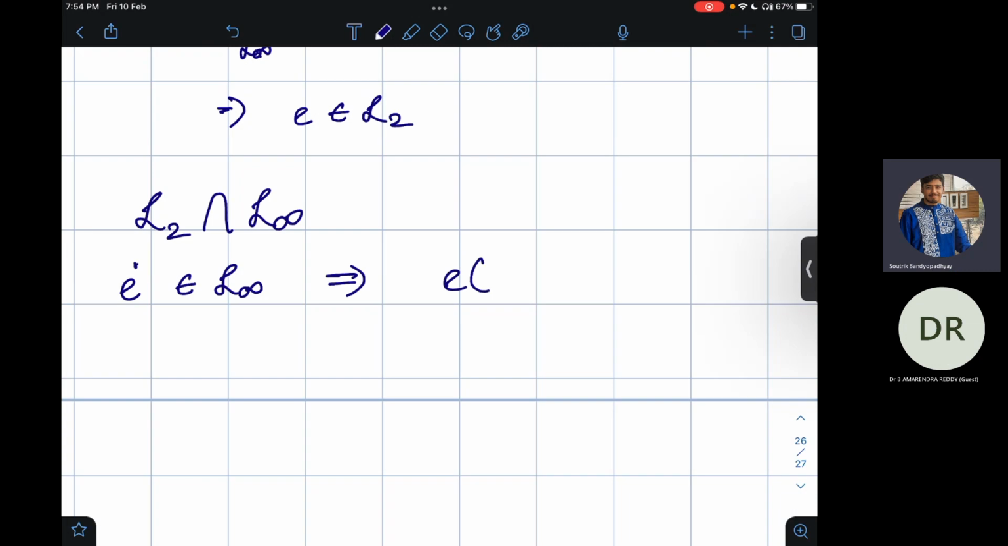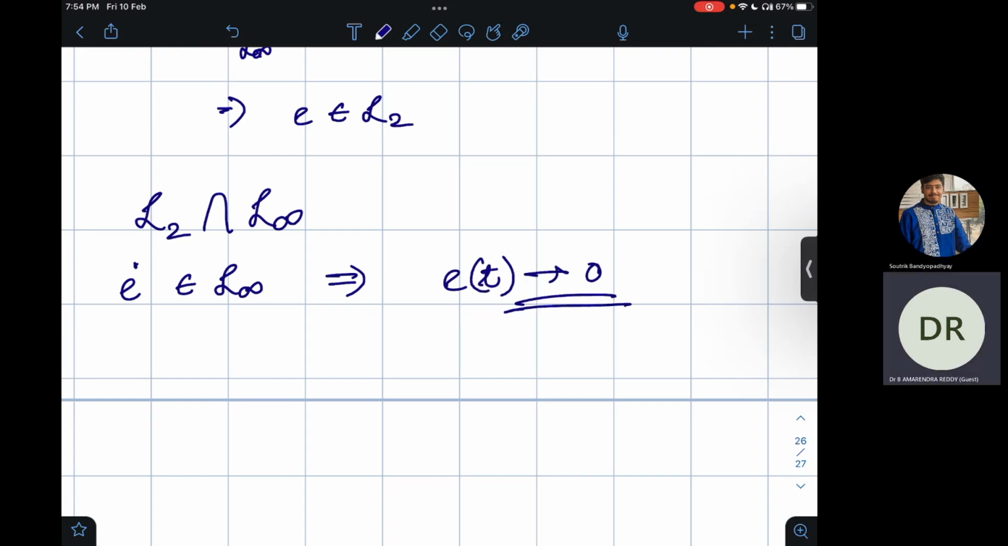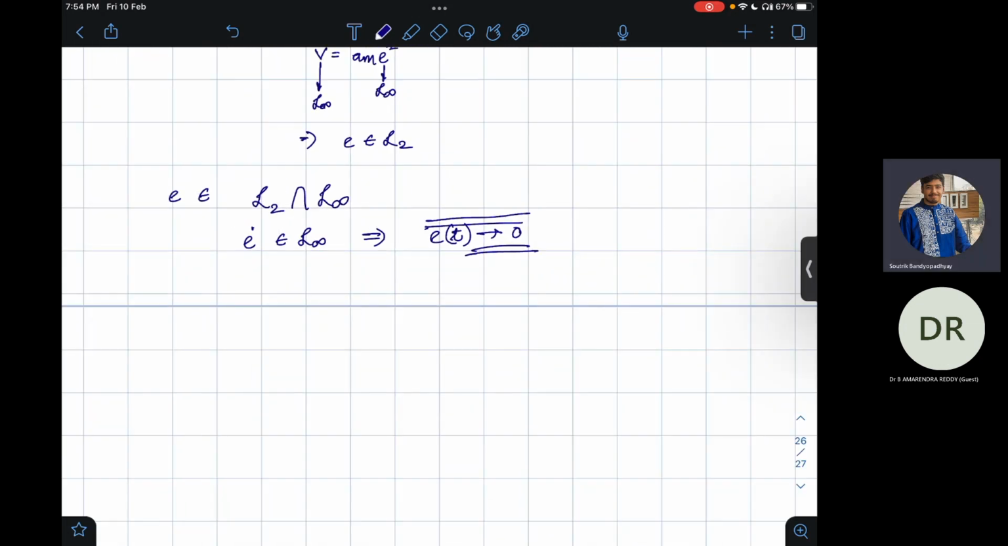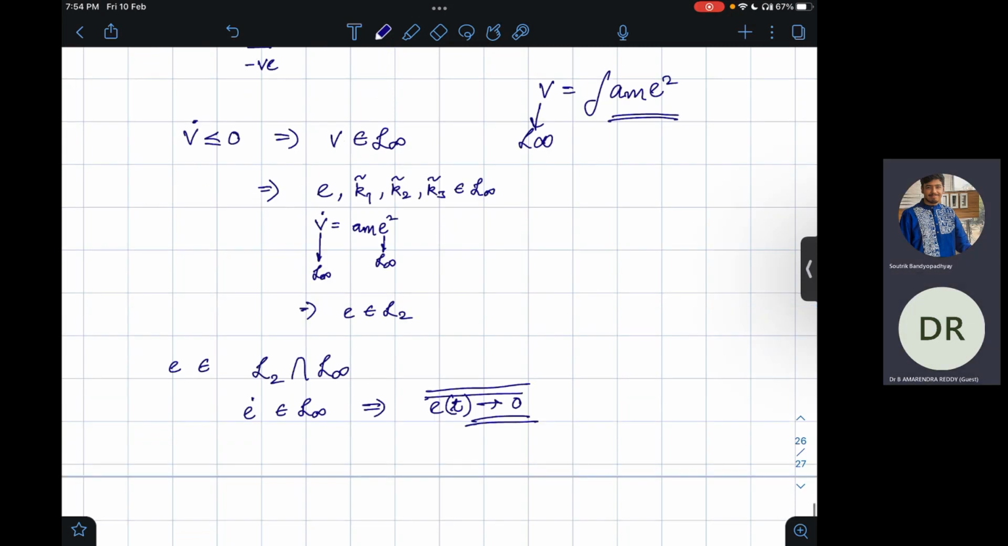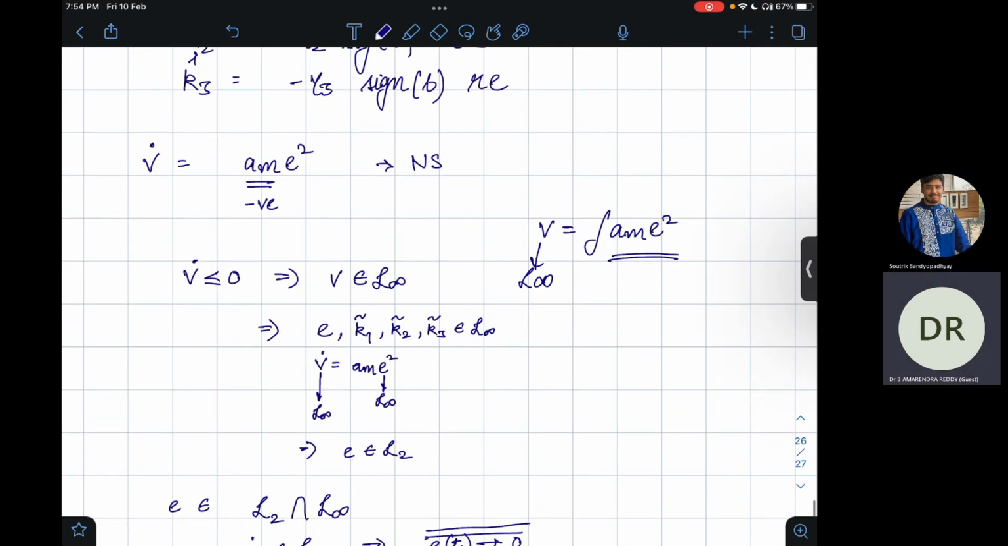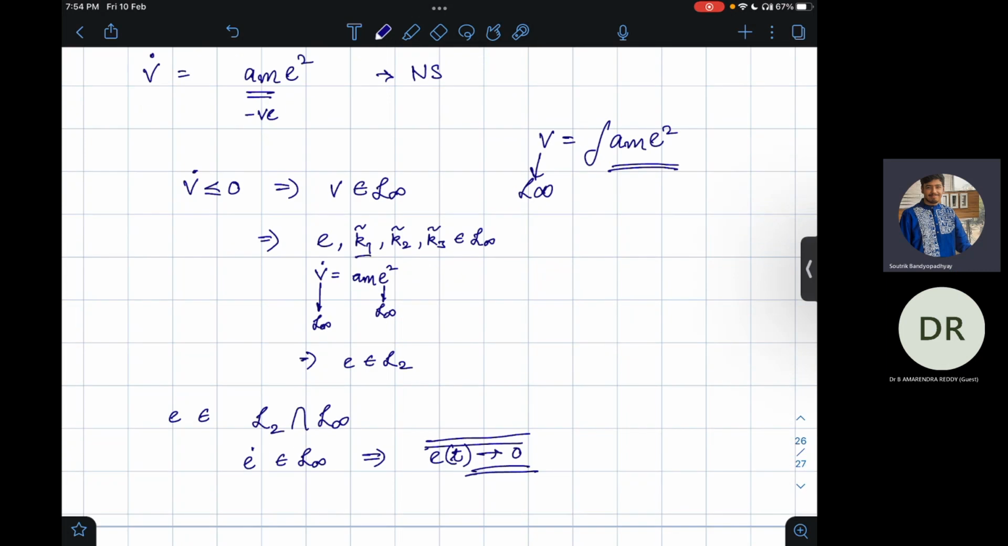This implies e would go to 0. So this is the way we show stability for a nonlinear system. Not asymptotically stable, this is the challenge. We cannot comment on asymptotic stability for k1 tilde, k2 tilde, k3 tilde because these are bounded but not going down to 0. The only value which goes down to 0 is the error e. So this is stable and the tracking error goes down to 0.